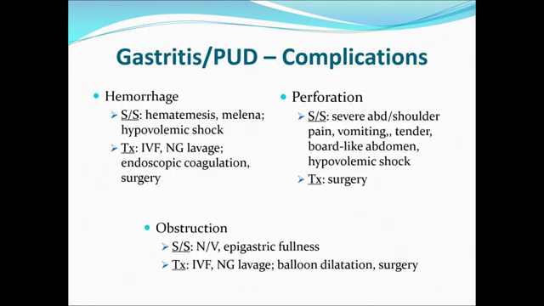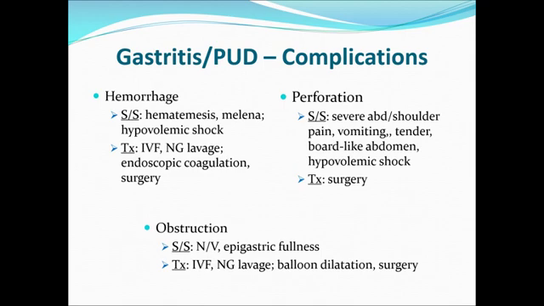So, complications from gastritis or peptic ulcer disease. And it is peptic ulcer disease. Do not call it PUD. People will laugh at you. It's peptic ulcer disease. Our three big complications are going to be hemorrhage, perforation, and obstruction.